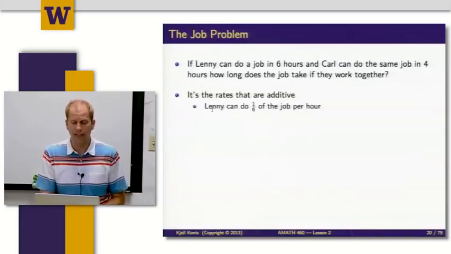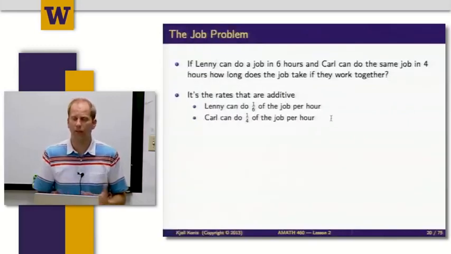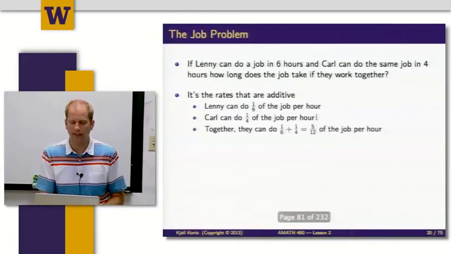So Lenny, if he can do a job in 6 hours, he can do 1/6 of the job per hour. And Carl can do 1/4 of the job per hour. So if they're working together, their rate is going to be 1/6 plus 1/4, and that ends up being 5/12 of the job per hour.